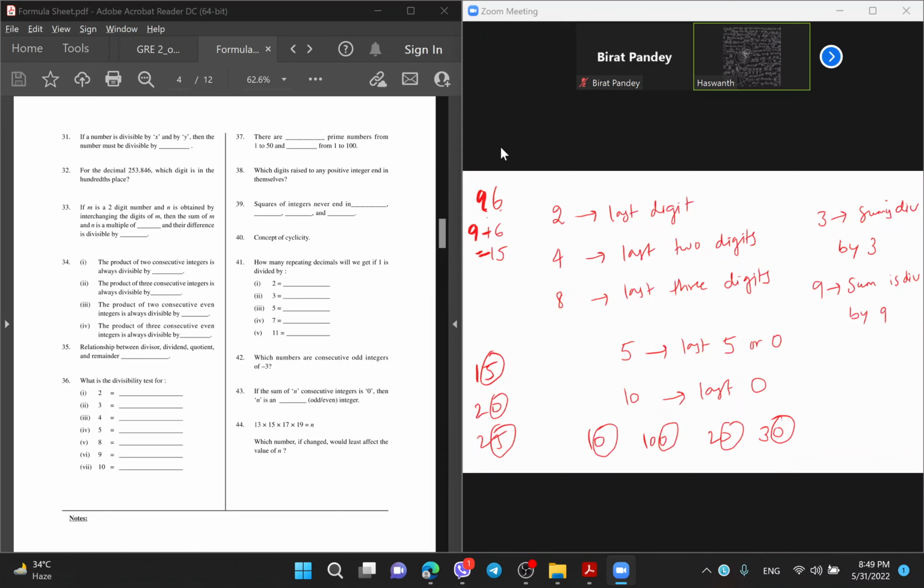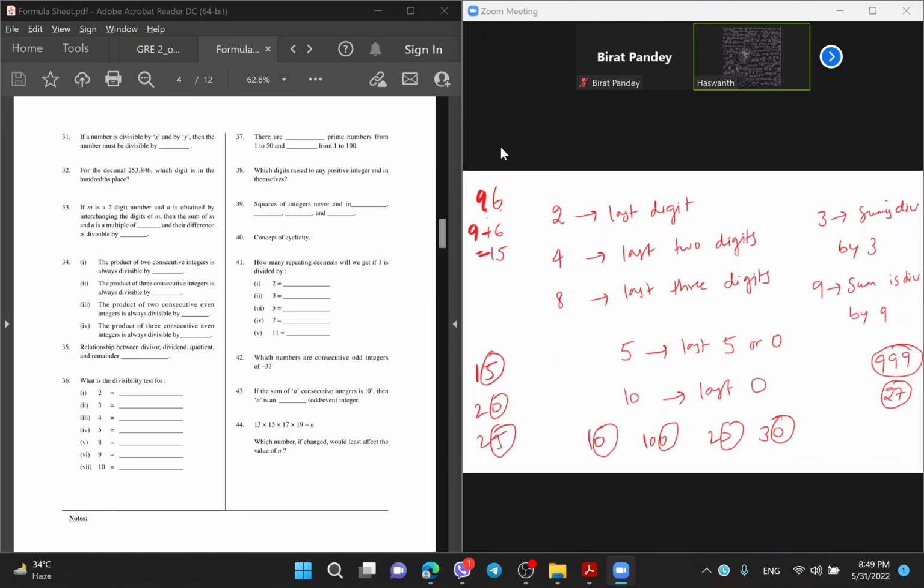A number is said to be divisible by 9 if the sum of its digits is divisible by 9. For example, take 999. 9 plus 9 is 18, plus 9 is 27. This is the sum of digits. 27 is divisible by 9. So we say 999 is also divisible by 9.